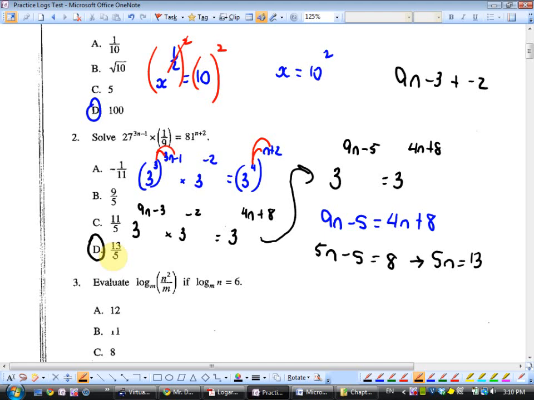So on your test, on the non-calc section, there's going to be some kind of exponential equation to solve where your bases are in disguise, but they are the same. I don't know if it's going to be quite this tricky. That was kind of the mini little, hey, what do I do with that? I think I kept it one term equals one term, not two terms equals one term.